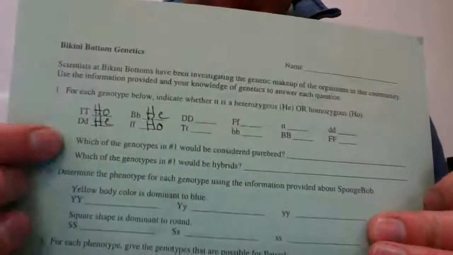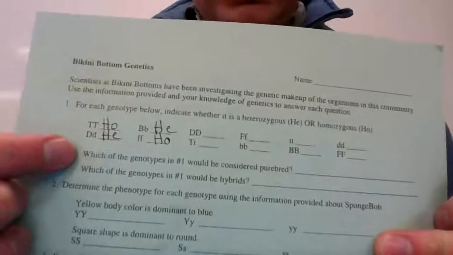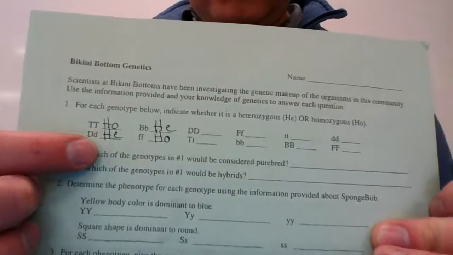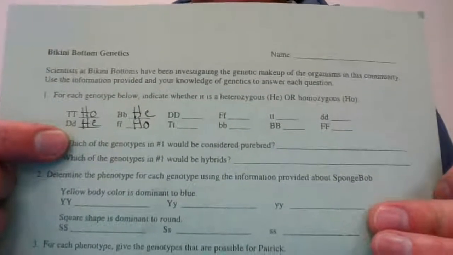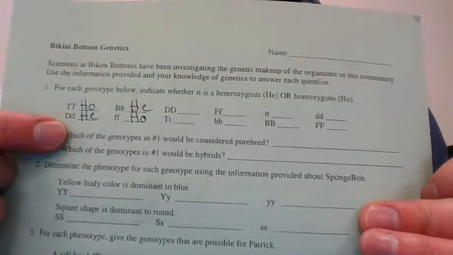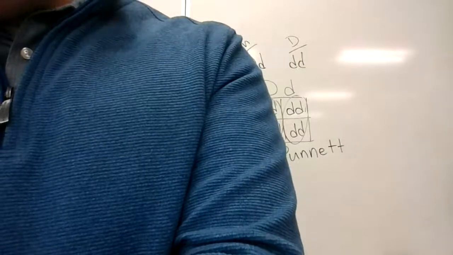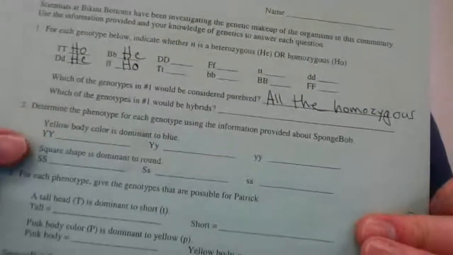Okay, this next question, I'm going to get you started on a few of these. You can do the rest of these in a minute. Which of these genotypes would be considered purebred? Remember, purebred is the same as, what was it? Homozygous, we talked about earlier. So purebred, so I'm just going to say all the homozygous. Okay? And then you can answer the other question.